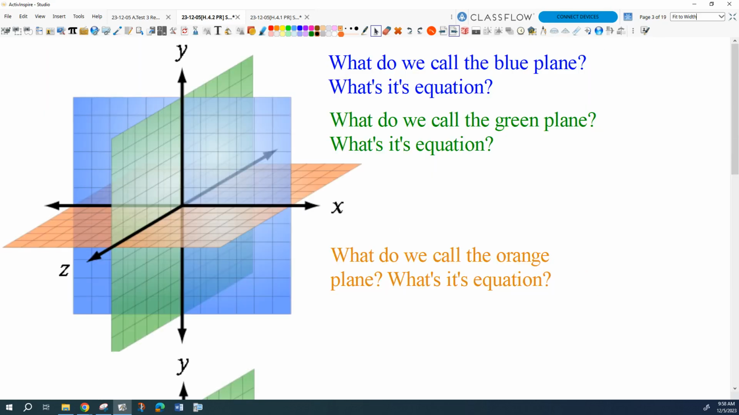Okay, so you guys tell me then real quick. Let's just look at these three planes: the blue plane, the green plane, the orange plane. What would you call the blue plane then? The XY plane. That's it, right? It's the XY plane.